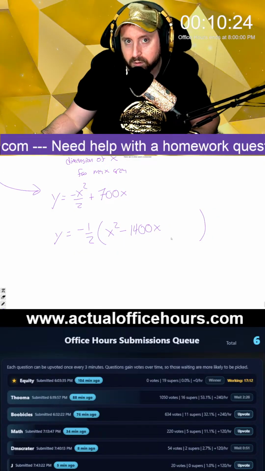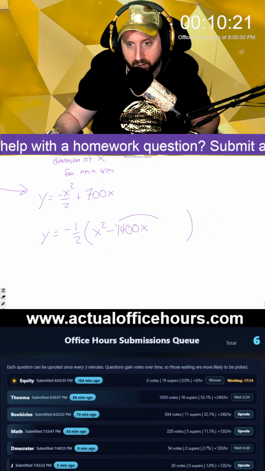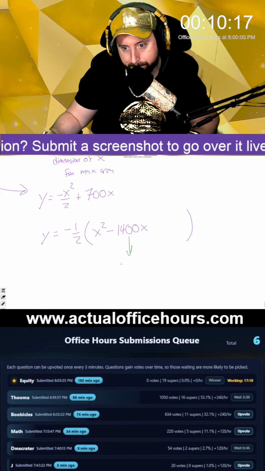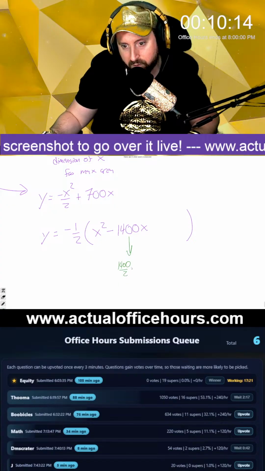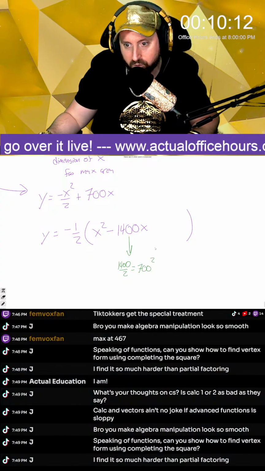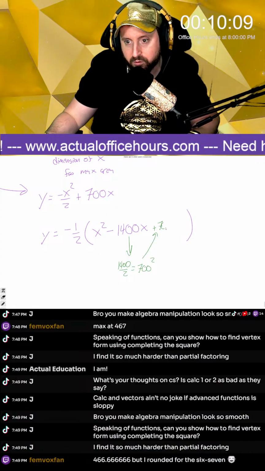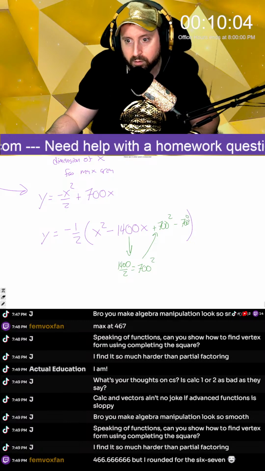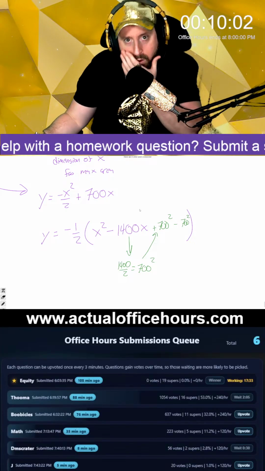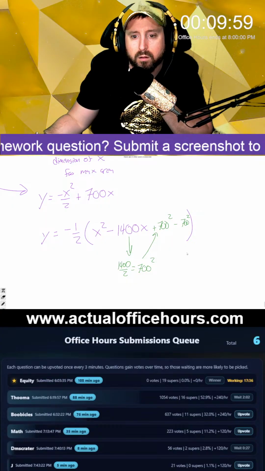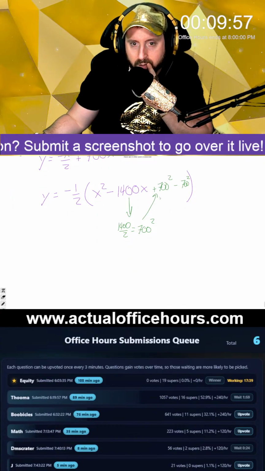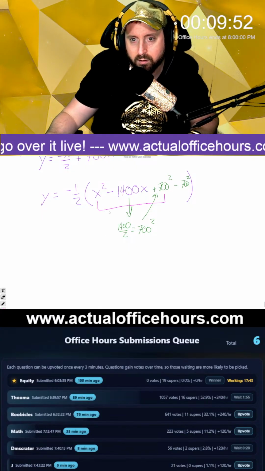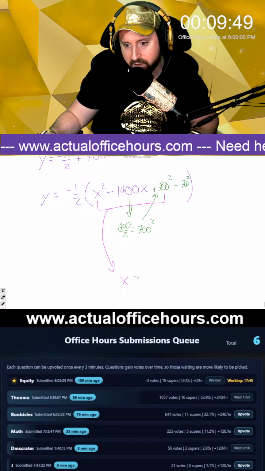Yeah, cool. Okay. Next step is you take whatever the middle number is here, divide it by 2 and square it. So I'm going to do 1400 divided by 2. So that's 700. Then I'm going to square it. And then I'm going to add 700 squared and I'm going to subtract 700 squared.